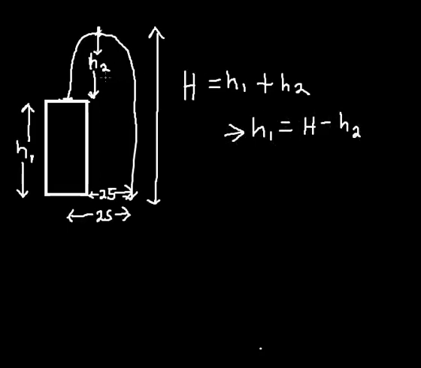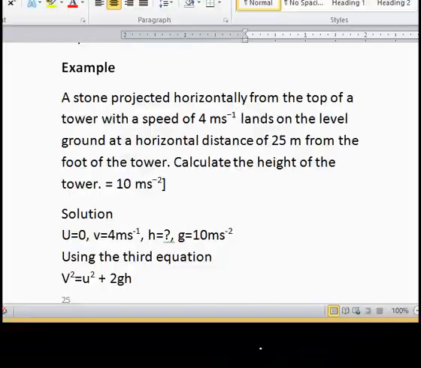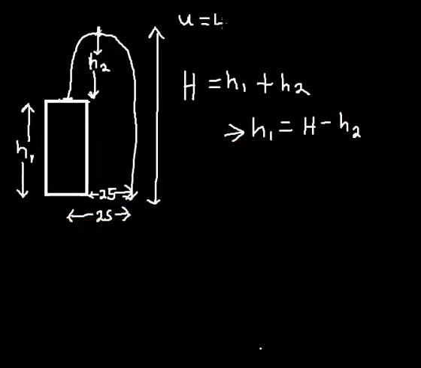But first let me get H2. So how do I get H2? Our parameters still remain: u, we are told that the initial speed is 4 meters per second, upward movement, then of course g is 10, and v at maximum height is 0. So I'm now looking for H2, question mark.